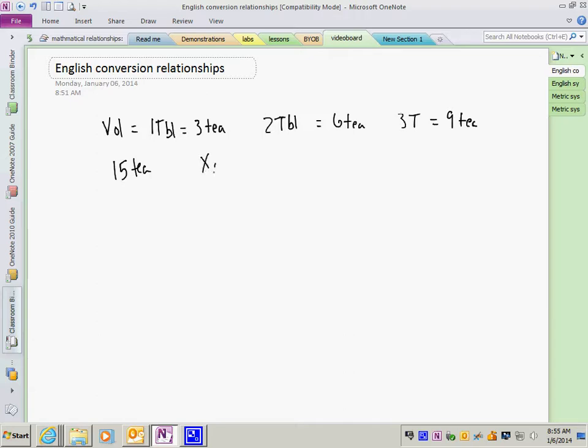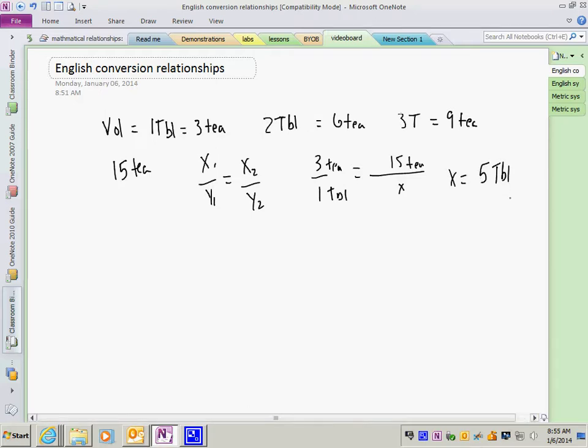Well, x1 over y1 equals x2 over y2. My relationship is 3 to 1 teaspoons versus tablespoons, and in this case I'm looking for, I have 15 teaspoons and how many tablespoons. Cross multiply and then divide out, and x will equal 5 tablespoons.